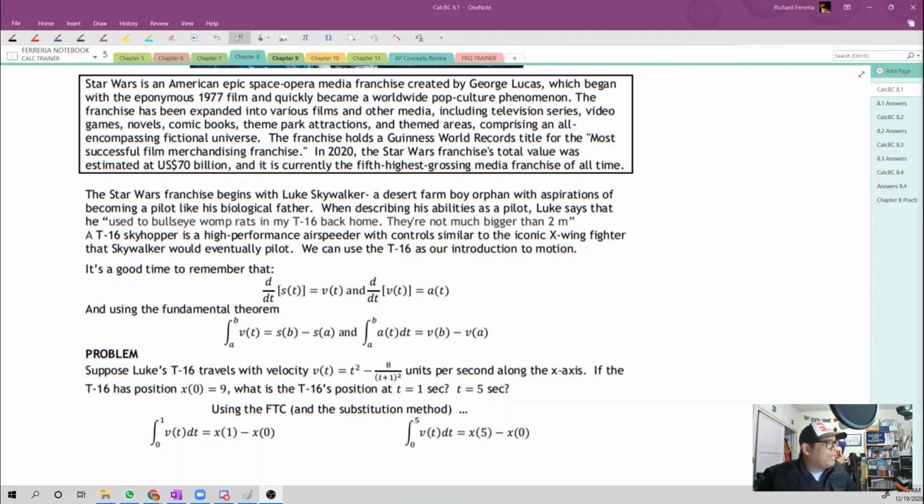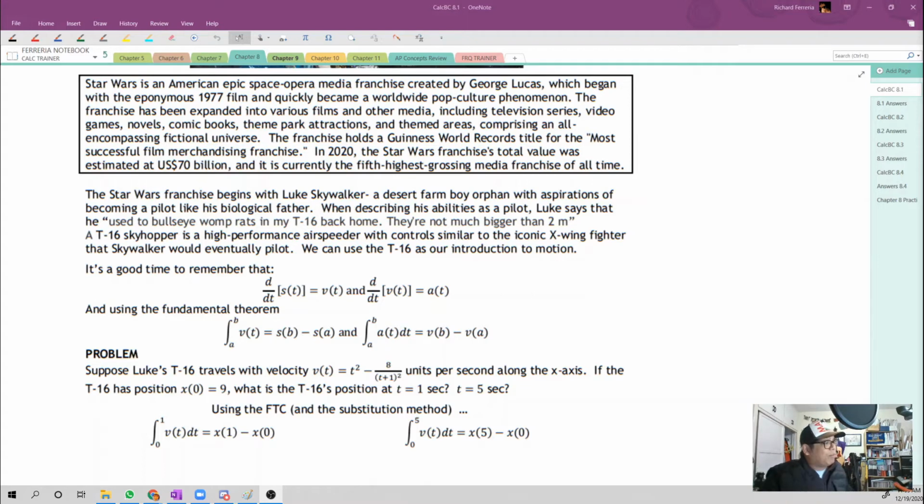Now, a T-16 is a skyhopper. A T-16 skyhopper is a high-performance air speeder with controls similar to the iconic X-Wing fighter that Luke would eventually pilot. So we can use this T-16 as an introduction to motion. This is all about motion.